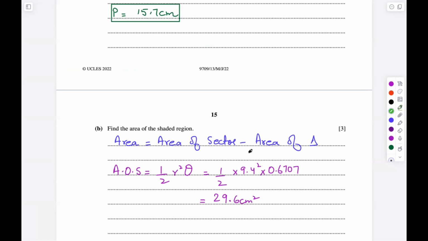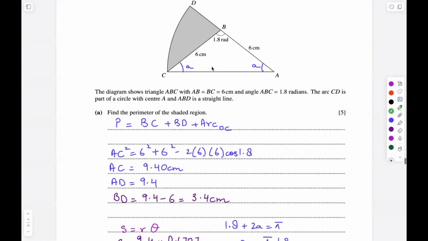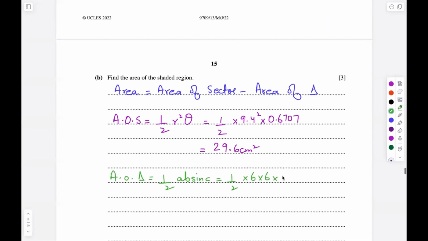To find the area of the triangle, we will use the formula half ab sine C. The lengths are 6 and 6. So this will be 6 into 6 into sine of the angle in between. So the angle in between was 1.8. So this will be sine of 1.8. So multiplying 6 by 6 and then multiplying by sine of 1.8, that is equals to 35.05. Dividing it by 2, the answer will be 17.529, or we can write it as 17.5 centimeters squared.